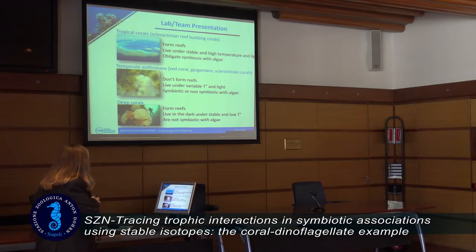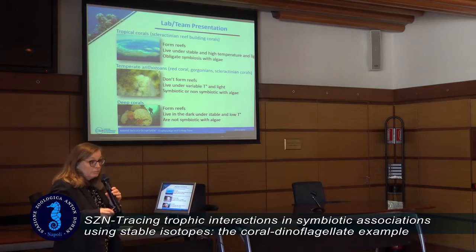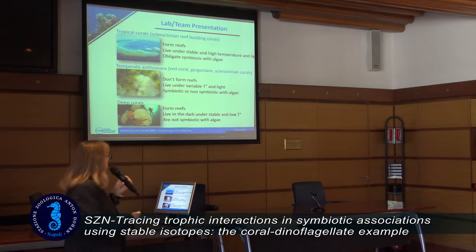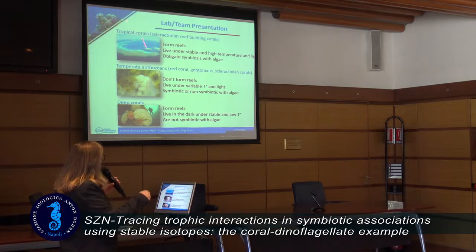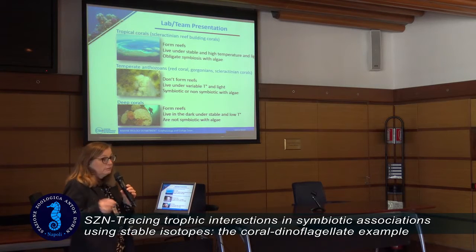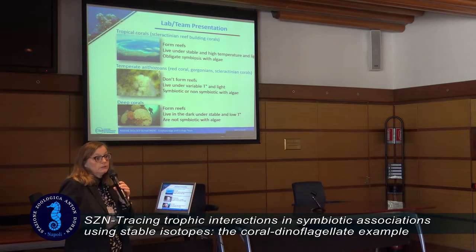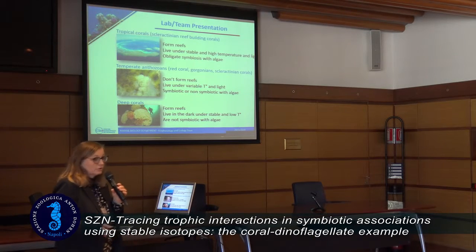And finally, the cold water corals, they form also big reefs in the North Sea, as you can see here. Here is the diver, and this is the reef. But they live under dark conditions and cold temperatures, and they are non-symbiotic. So working on these 3 different corals, we have all conditions of symbiosis and all environmental conditions of temperature and light.